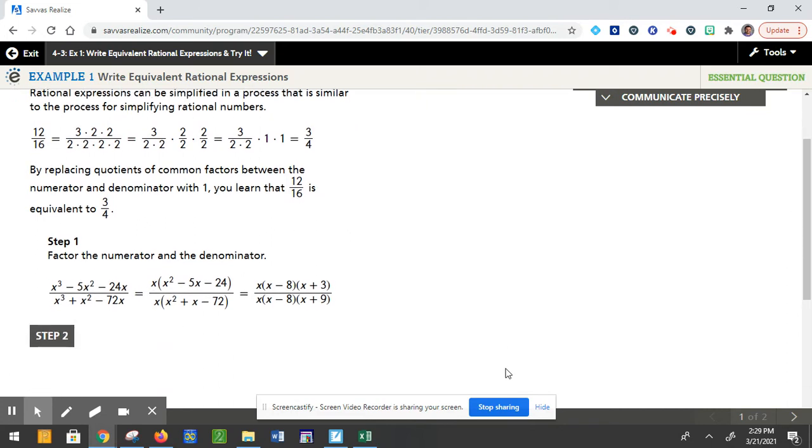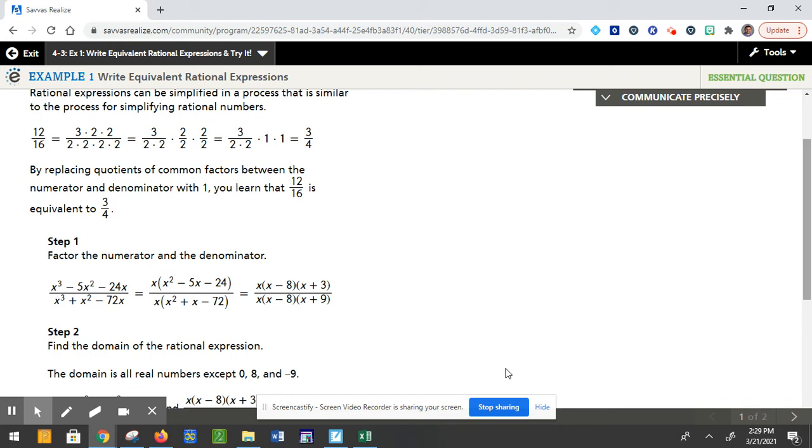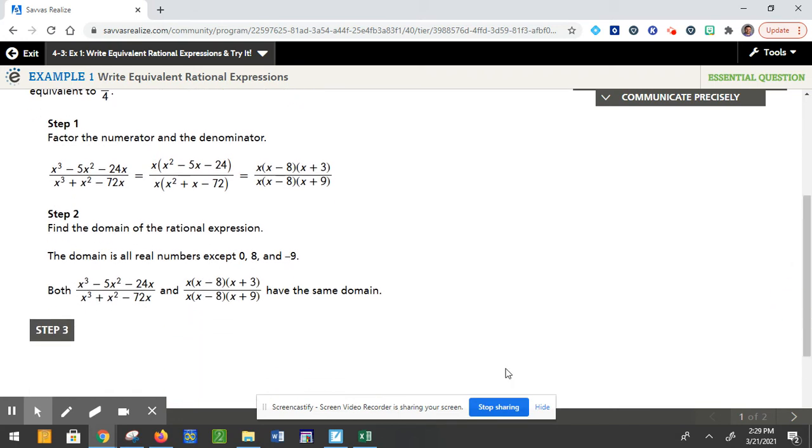You can factor the numerator into x times x minus 8 times x plus 3, and you can factor the denominator into x times x minus 8 times x plus 9. The second step you're going to do at this point is consider the domain, because before you start crossing stuff out, the domain of the simplified fraction is going to be the domain of the original. So you have to consider that x can be all real numbers except 0, 8, and negative 9. And it's those numbers because those are the numbers that make each part of the denominator 0.